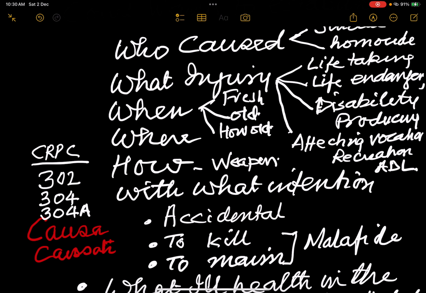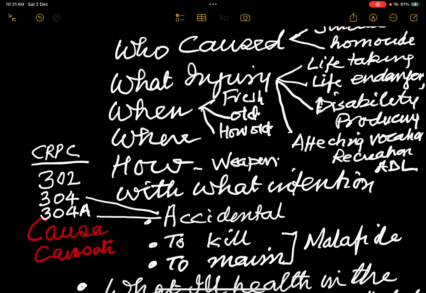So if the patient is dead, it is CrPC section 302. If the patient survives, but there was intention to kill, it is 304. Now, the patient is dead, but it was accidental. Accidental, patient dead. Accidental, patient alive, 304A.